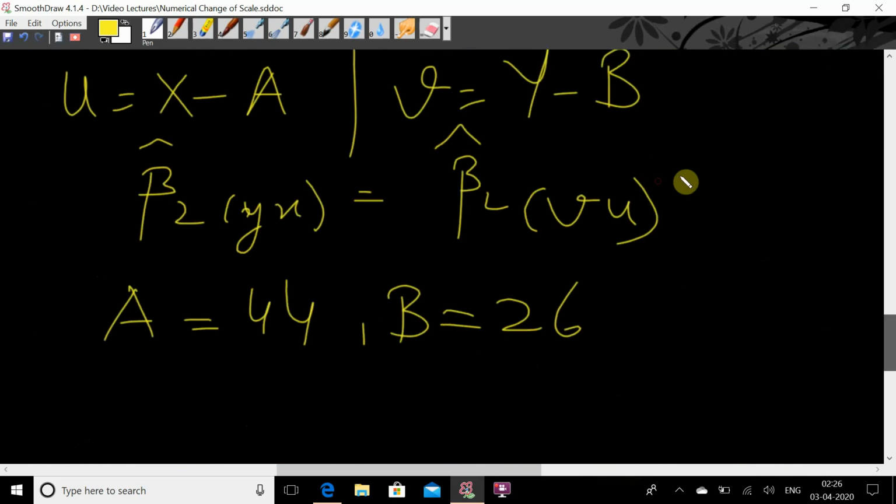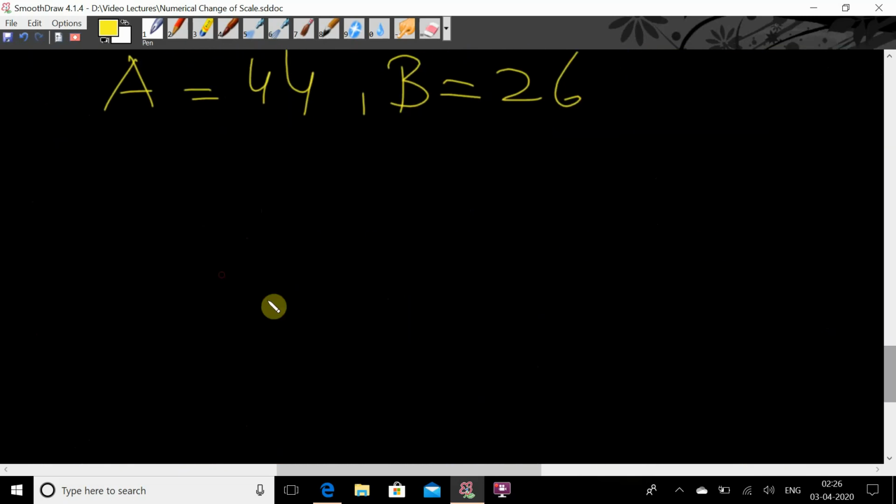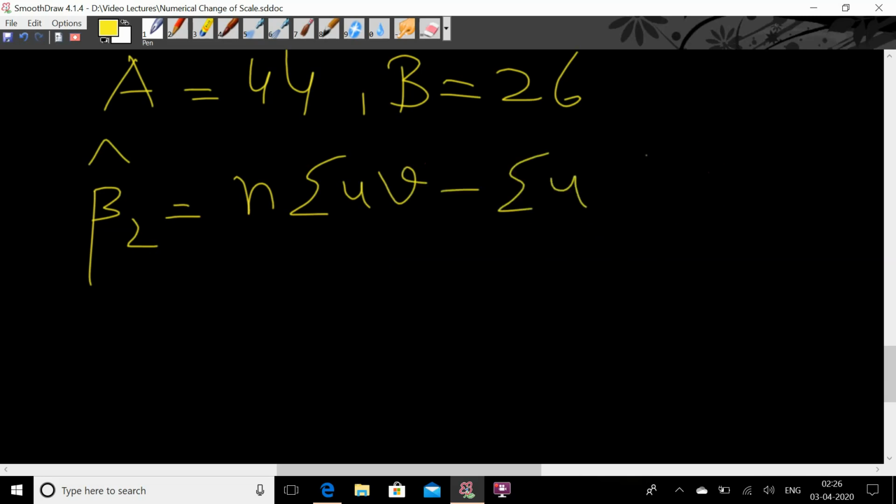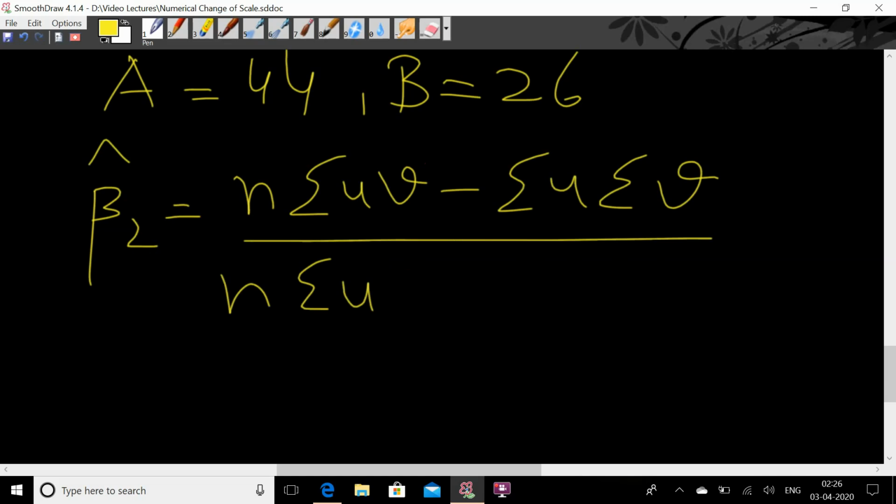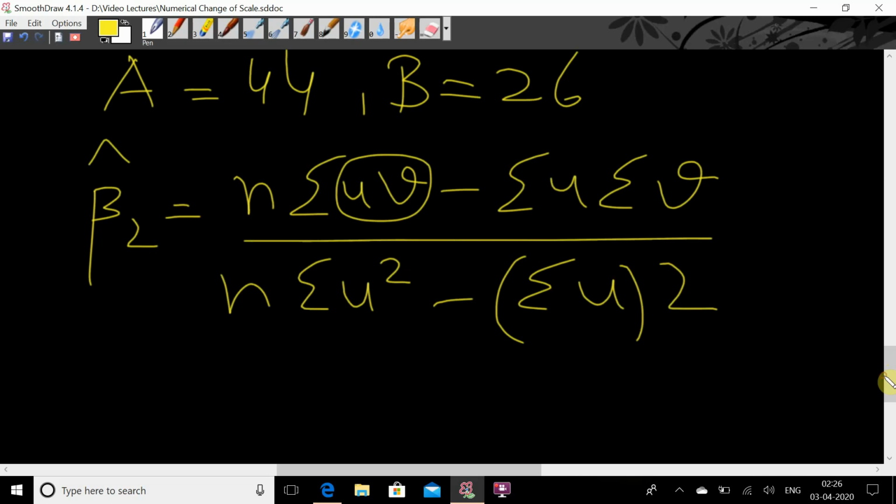Now what other variables do you need? Yesterday we discussed this formula. Based on the new series, beta 2 hat is given by n summation uv minus summation u summation v, upon n summation u square minus summation u whole square. So basically you need the product of u and v, you need summation u, you need summation v, and you need u square.